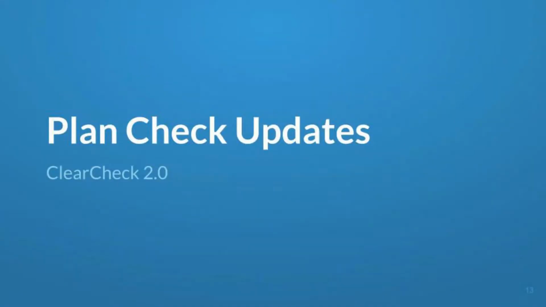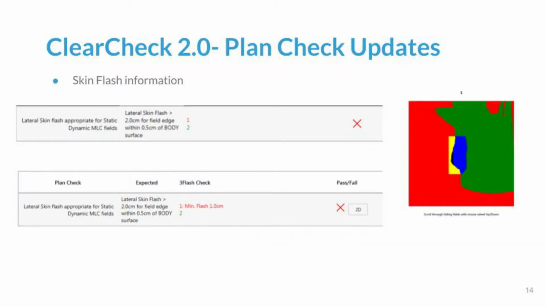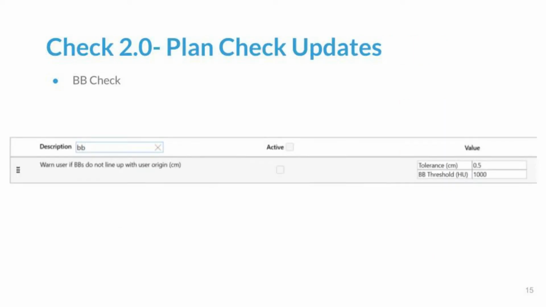Okay, moving on to plan checks. So we've added a few new plan checks in this version and also updated some existing ones. So first off, I'm going to talk about our flash check. So in version 1.7, we just showed you the beams that were failing. Now in version 2.0, you will also get the ability to view that using this 2D button. The black will indicate where the flash is failing.